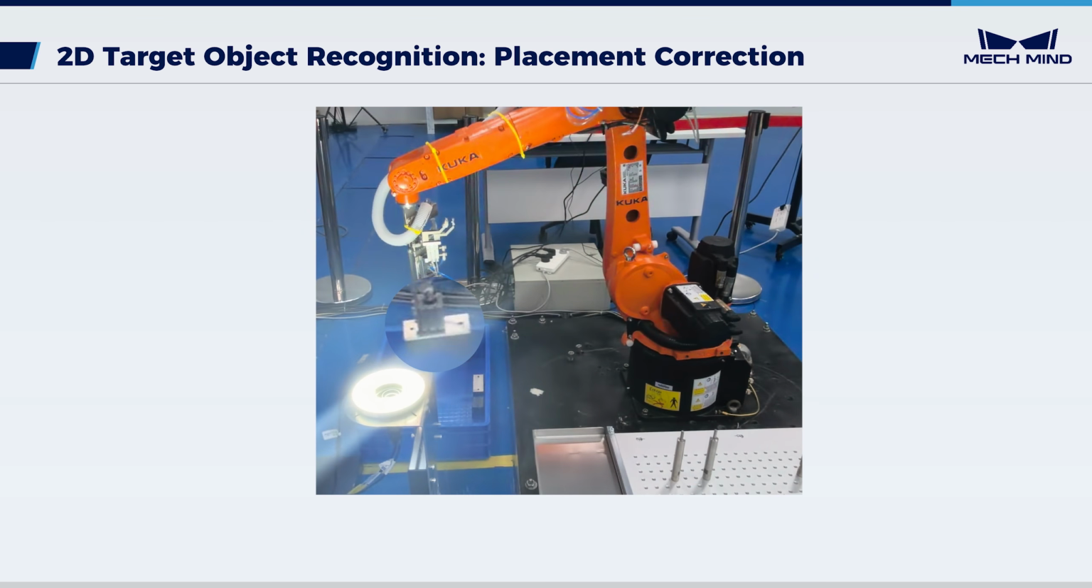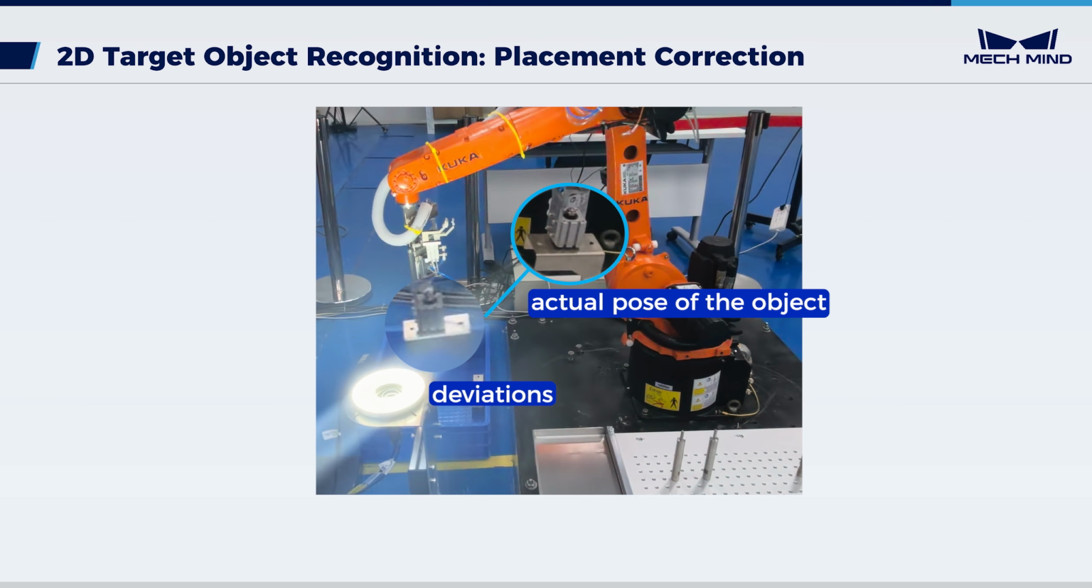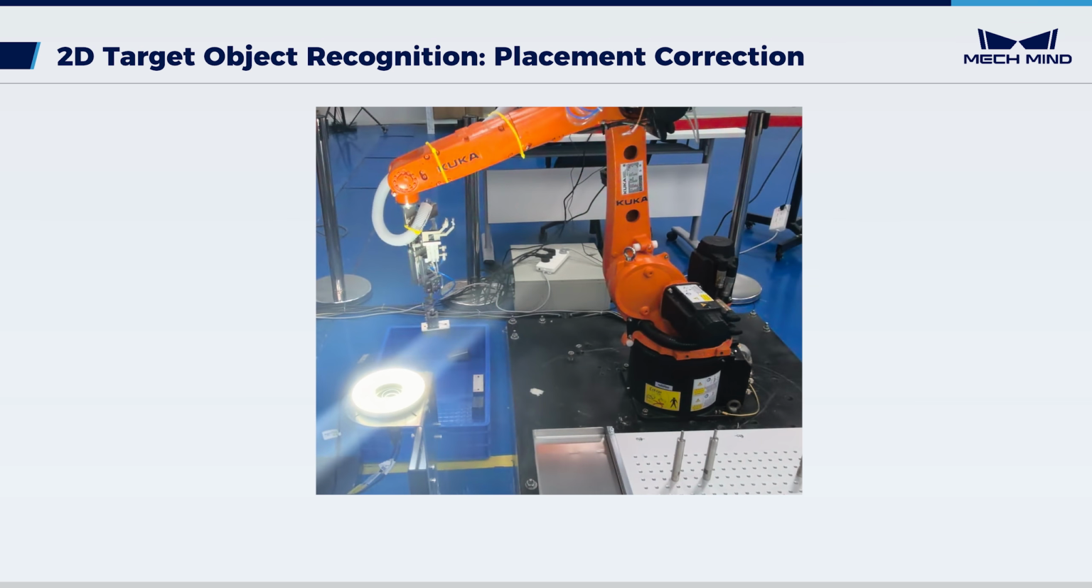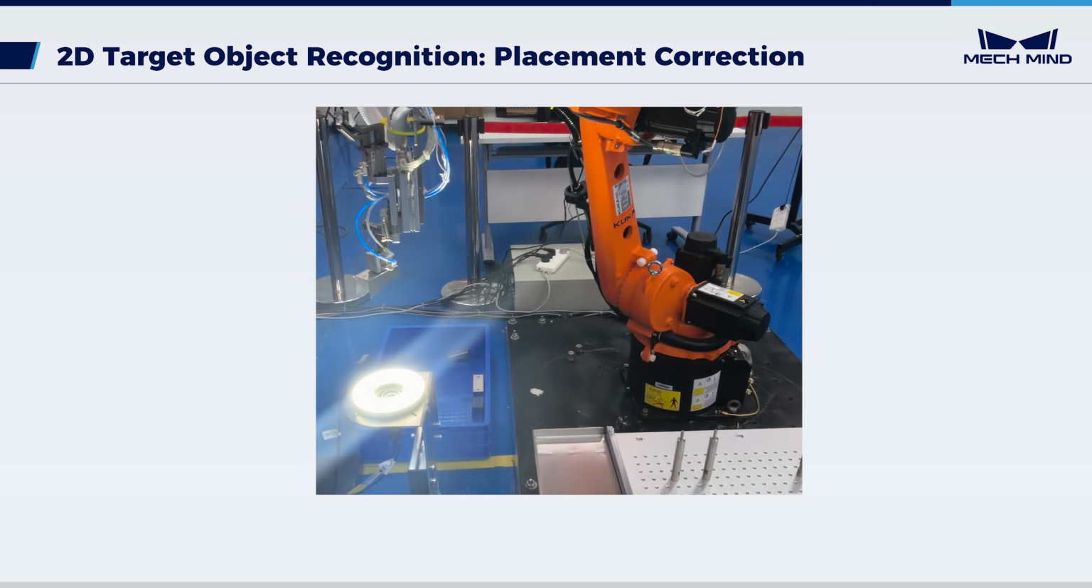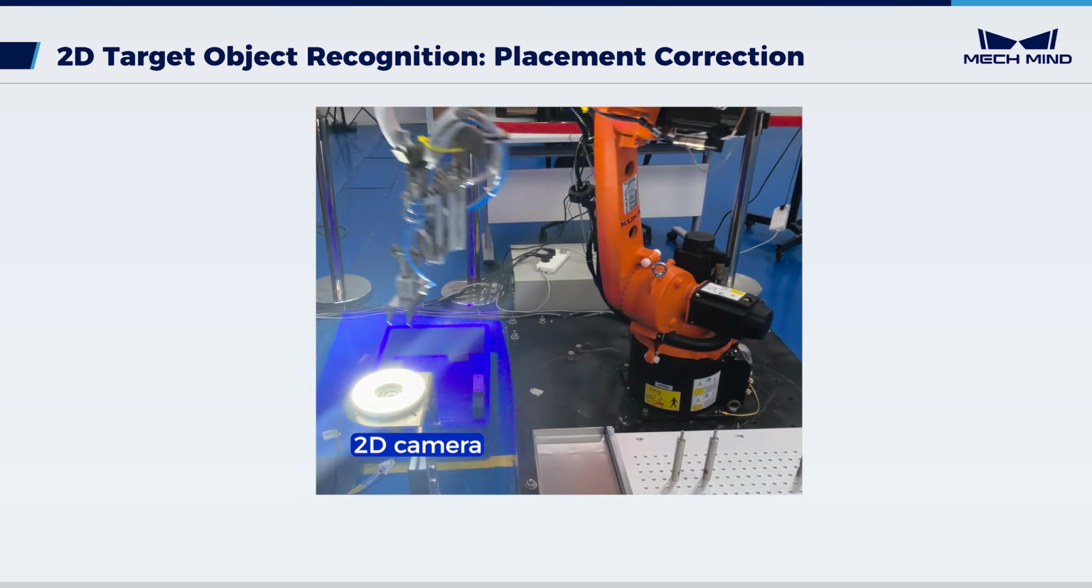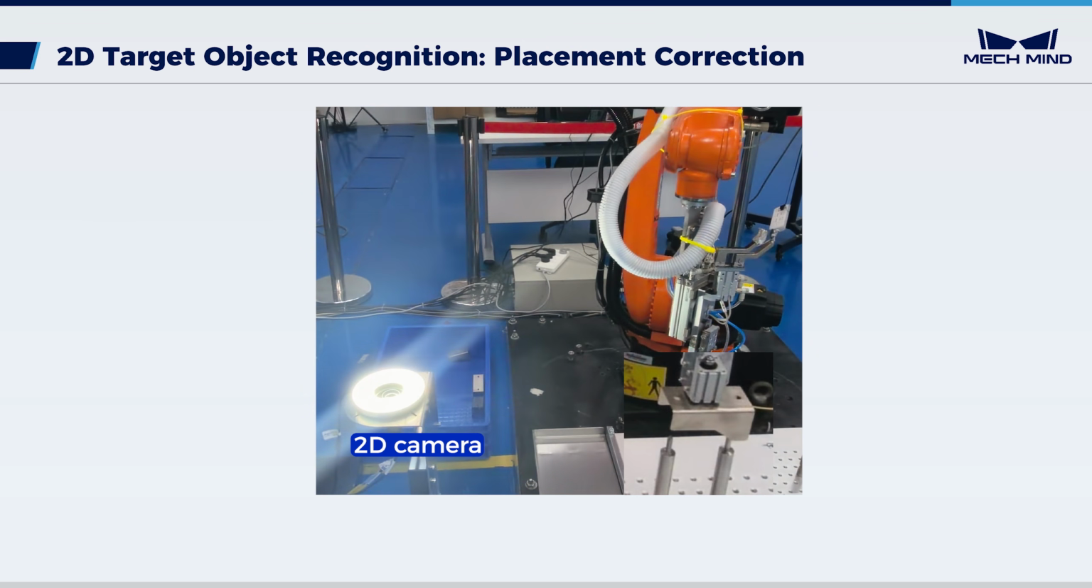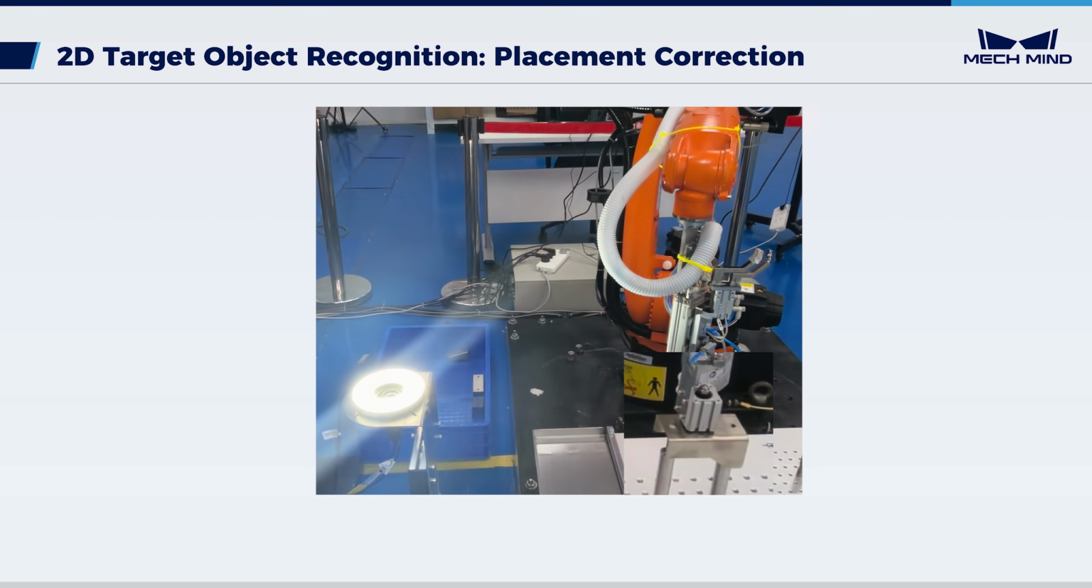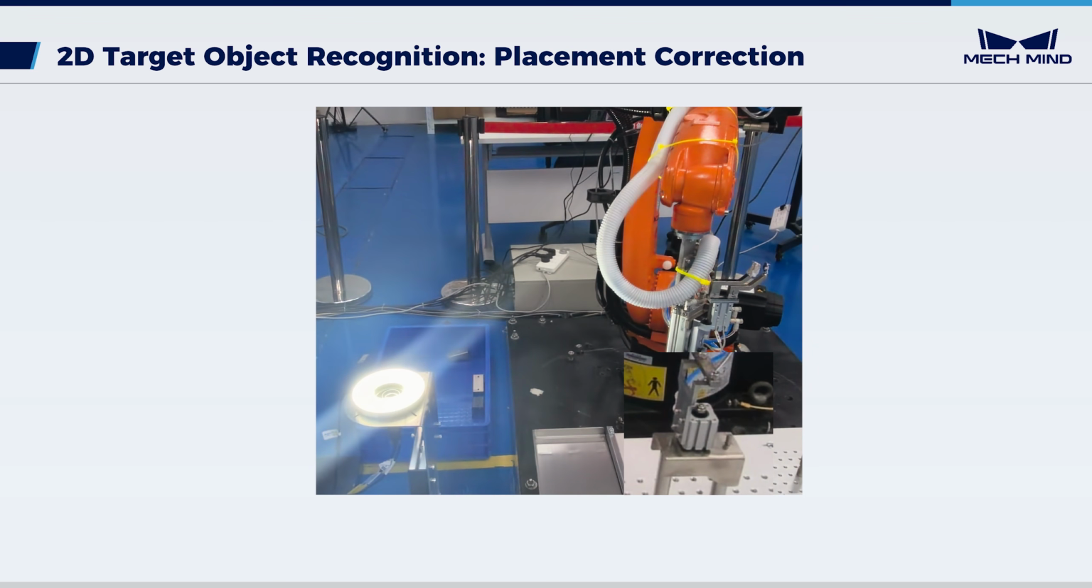This can be caused by the gripping force of the fixture or inertia during movement, resulting in deviations between the actual pose of the object and the pose recognized by 3D vision. Therefore, before assembly, it's necessary to use a 2D camera to accurately recognize the object's planar position and orientation for placement correction. This ensures precise placement of the object and enables high-accuracy assembly.